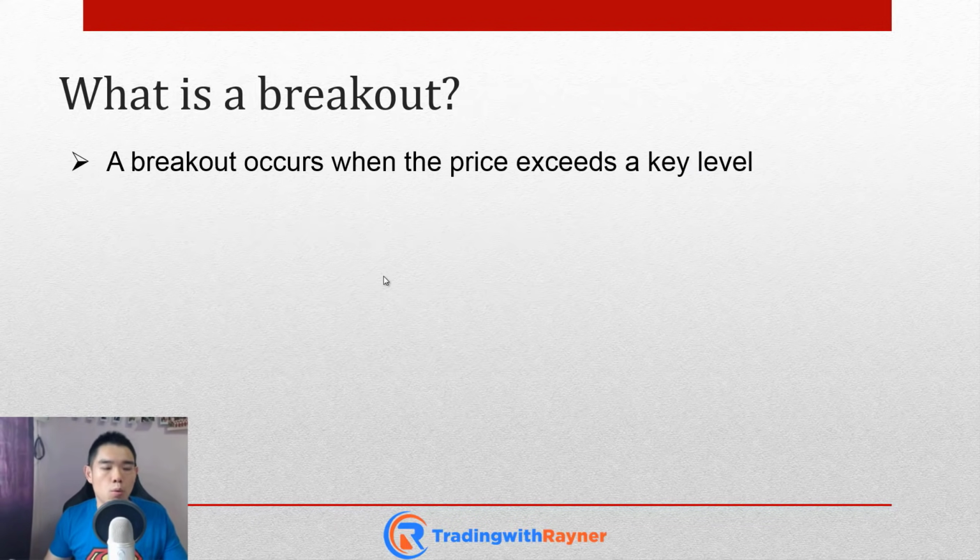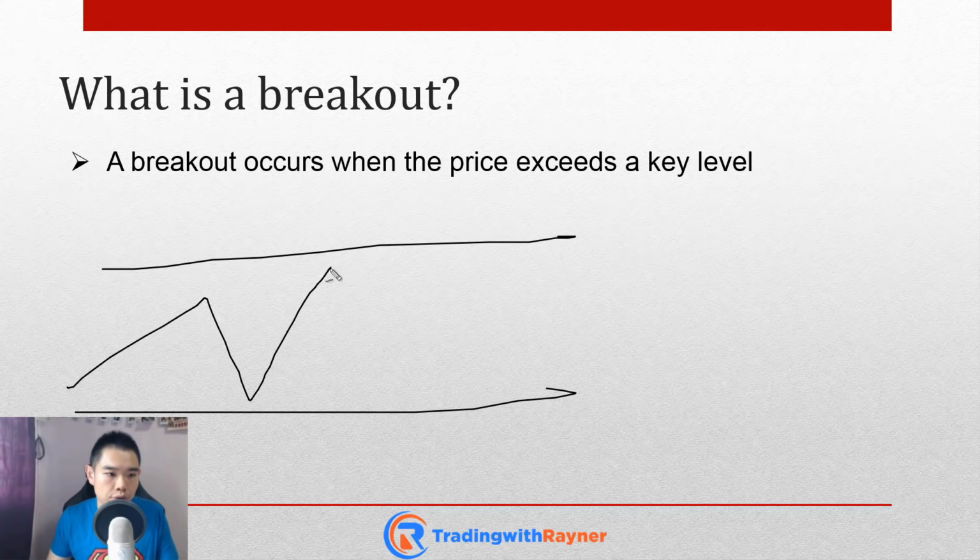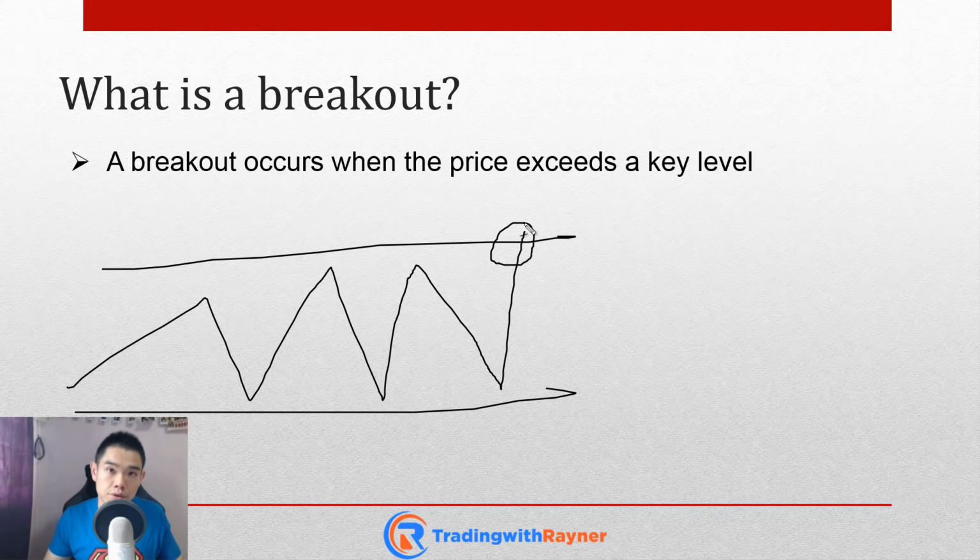Number one, what is a breakout? When we talk about breakouts, generally there are two types. A breakout occurs when the price exceeds a key level. That's the general definition. But in essence, there are really two ways a market can break out. It can break out of a range. For example, this one is the range. The market breaks out of resistance, breaks out of a range.